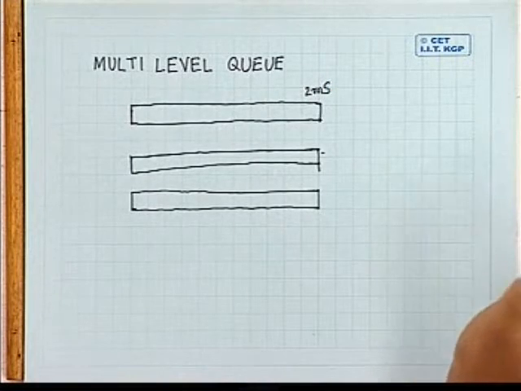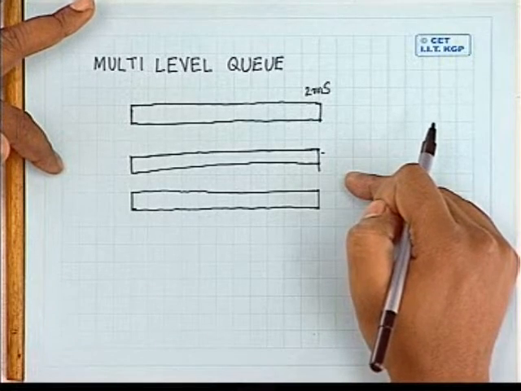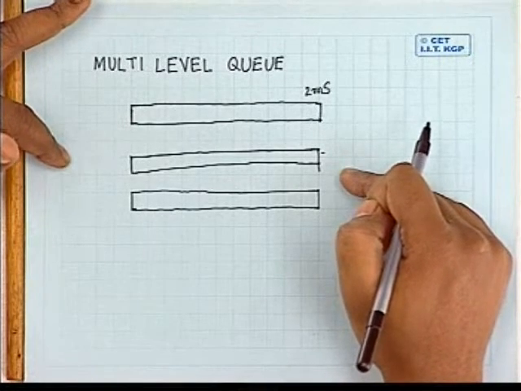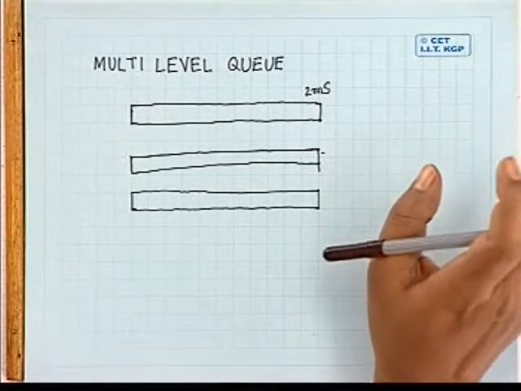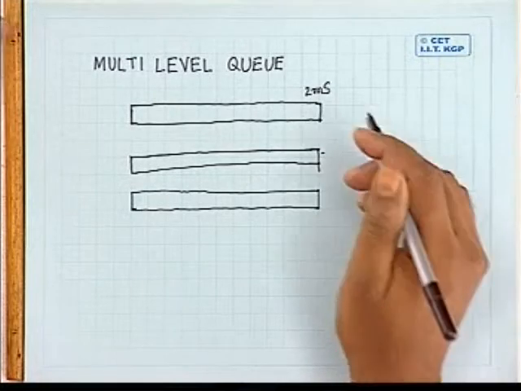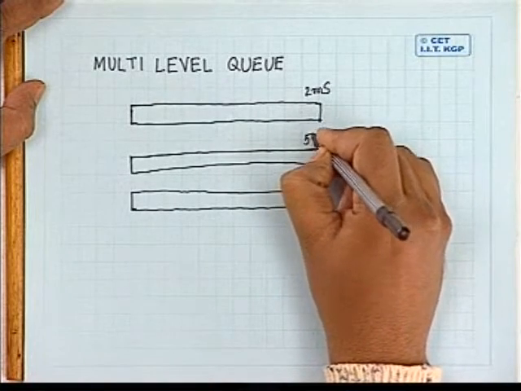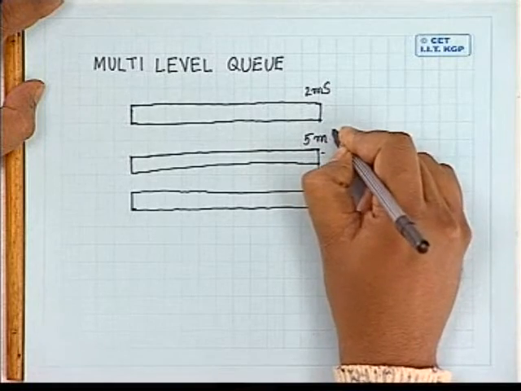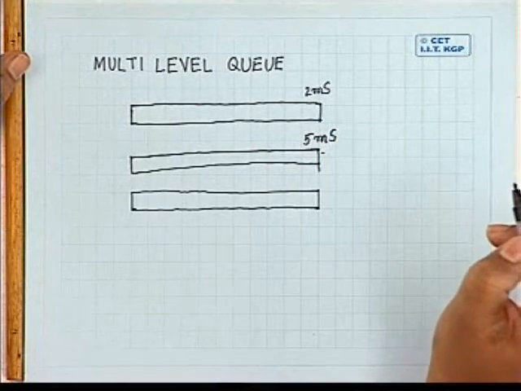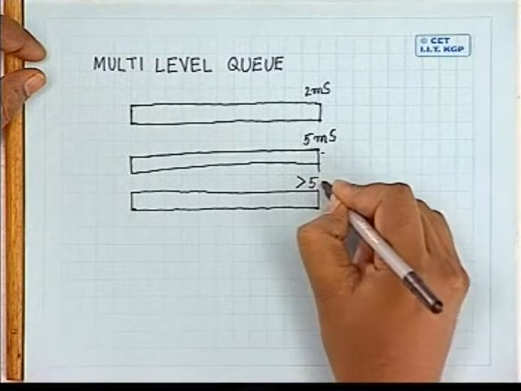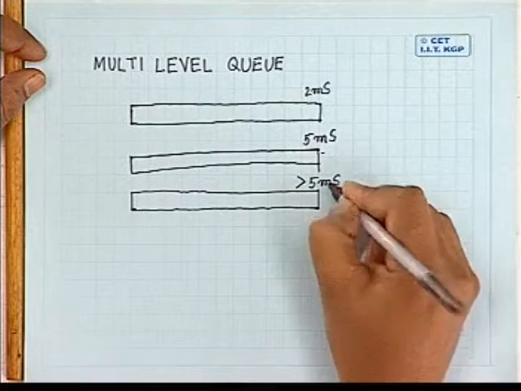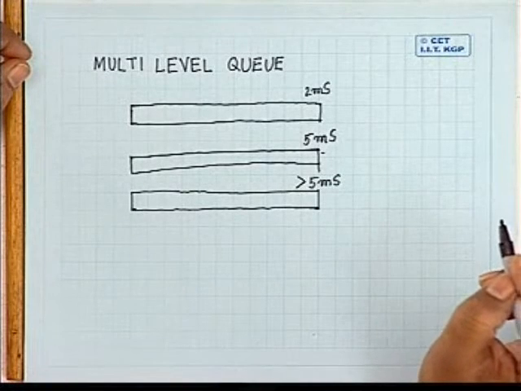The second ready queue may be containing the jobs whose CPU burst requirement is greater than 2 milliseconds but less than or equal to 5 milliseconds. And the third may contain the jobs whose CPU time requirement or burst duration is greater than 5 milliseconds.